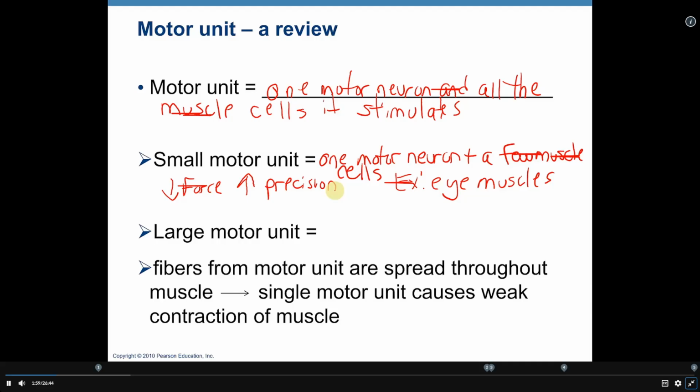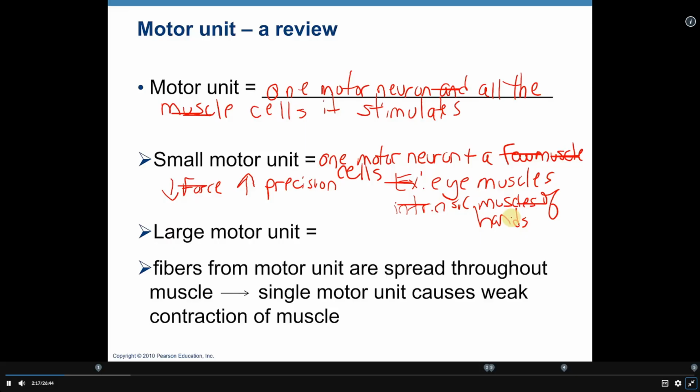Another example would be the intrinsic muscles of the hand. Now remember, intrinsic means within. So these would be the muscles that are actually physically in your hand. These are also small muscles controlled by small motor units.